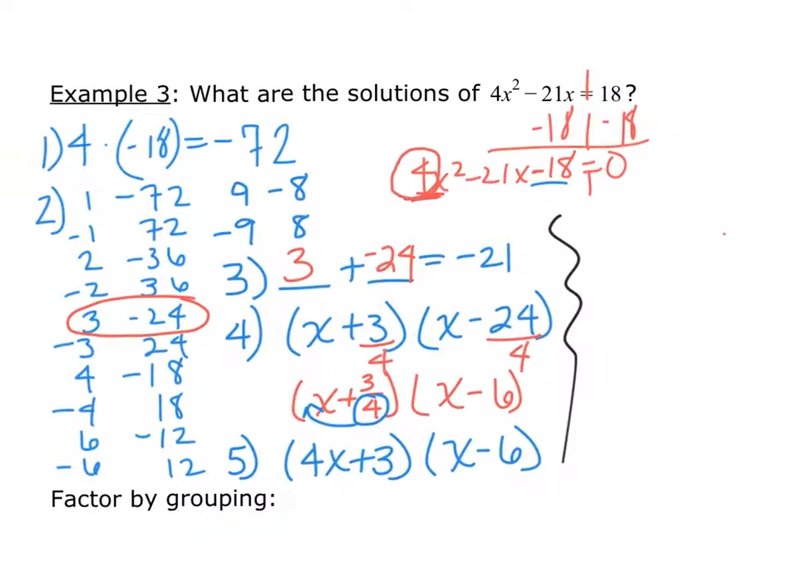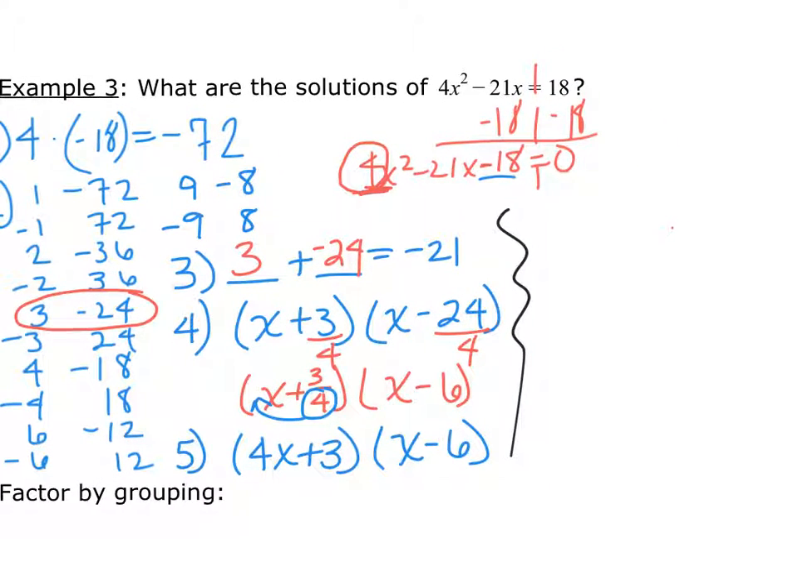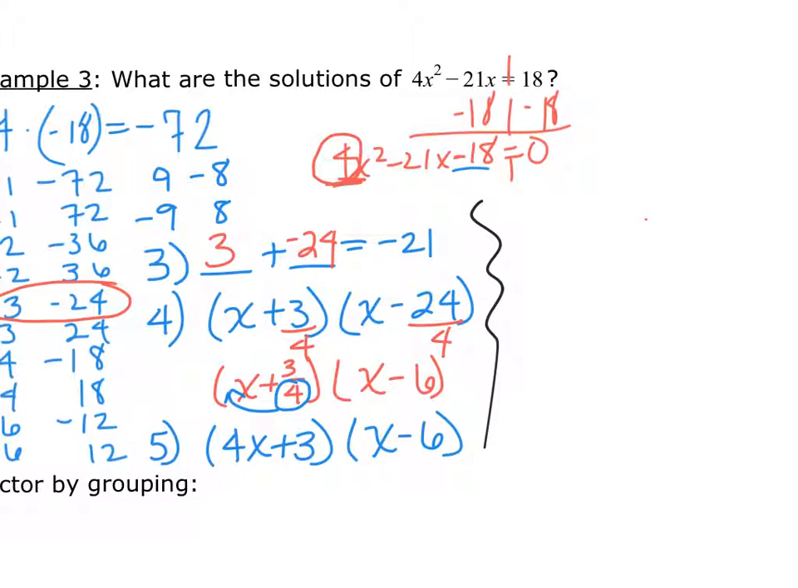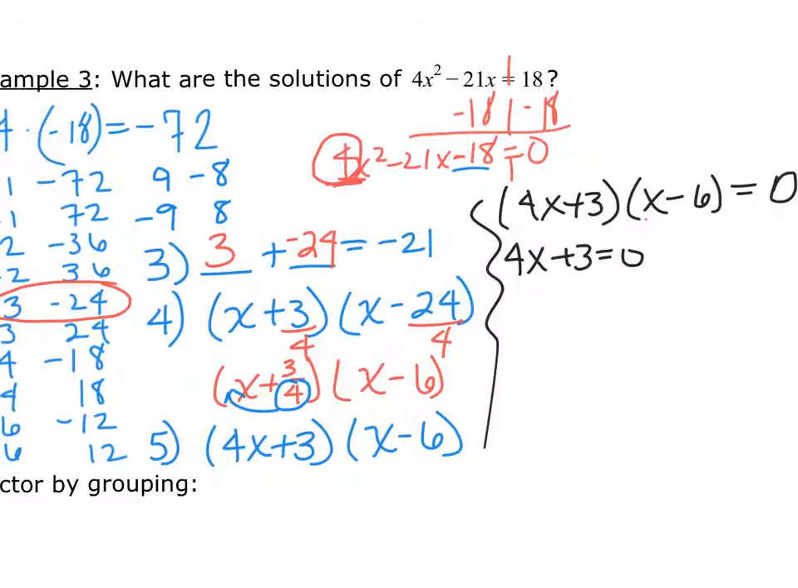All right, Xavier, next we have to use those factors with the zero product property. So now I have, oh, where's my pen? There we go. 4x plus 3 times x minus 6 equals 0. So that means I can say 4x plus 3 equals 0 and x minus 6 equals 0.